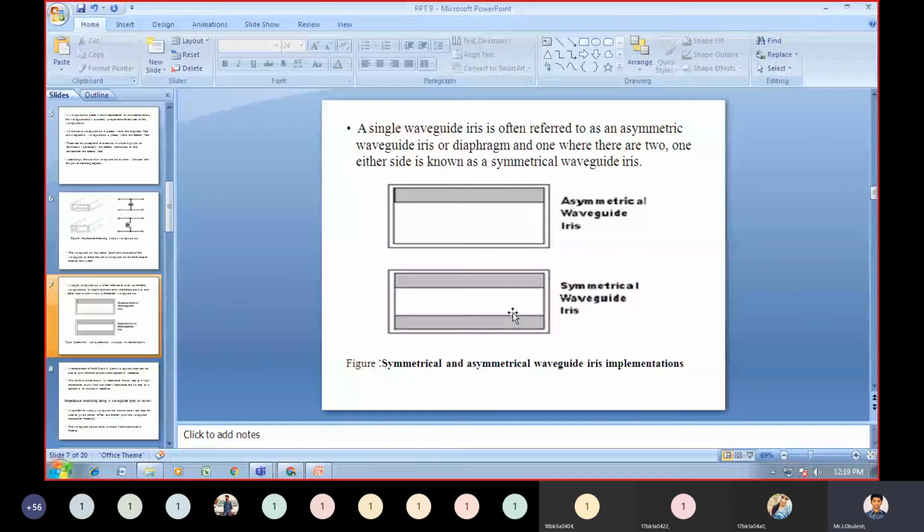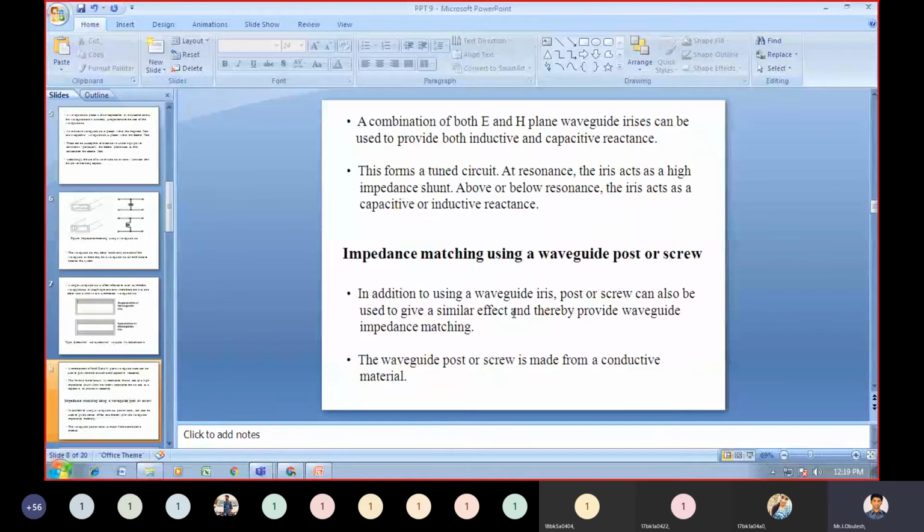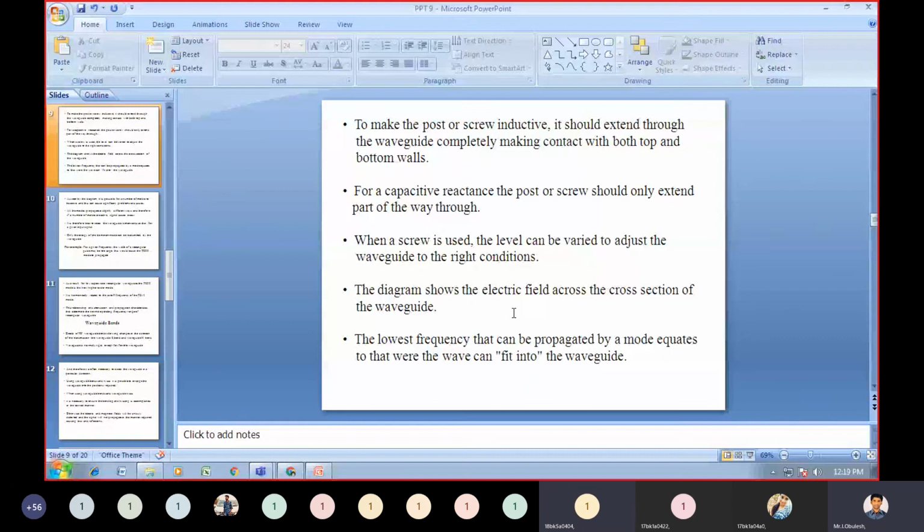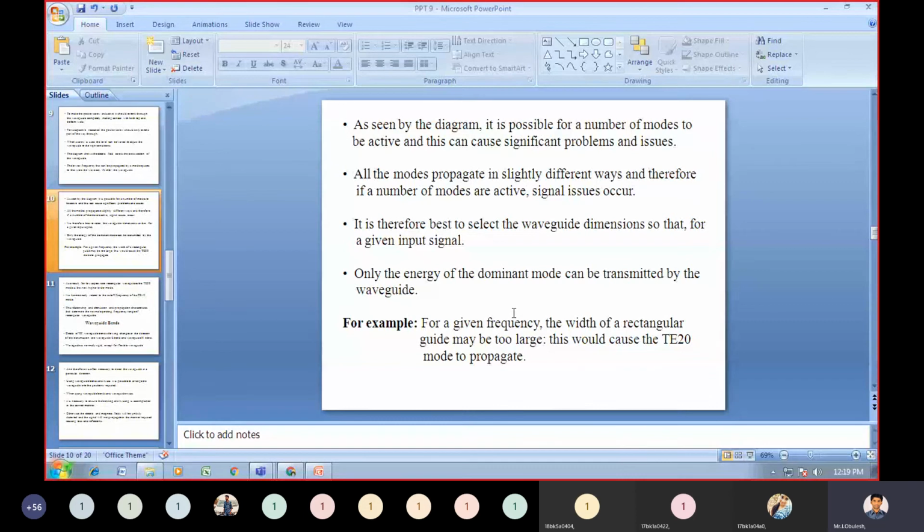Symmetric means you need to use either top or bottom, depending on your requirement or convenience. Okay, the next one is impedance matching using a waveguide post or screw. You need to use this to eliminate or remove the energy from the waveguide. Okay, same scenario you need to follow here also.